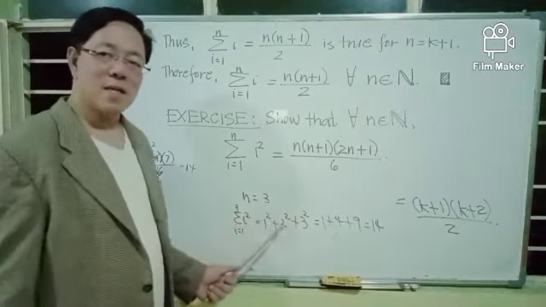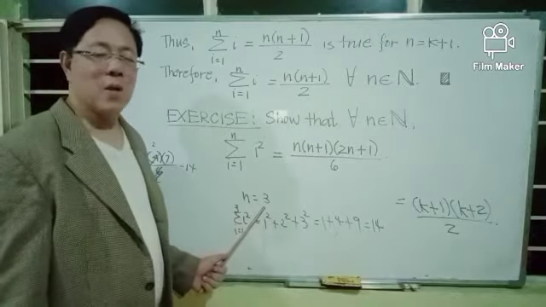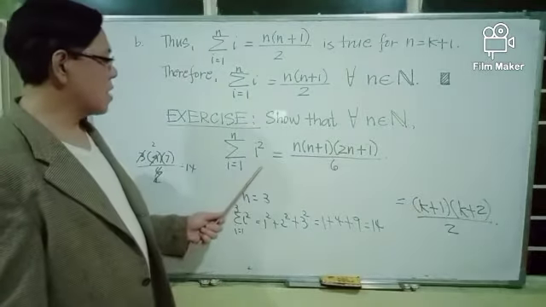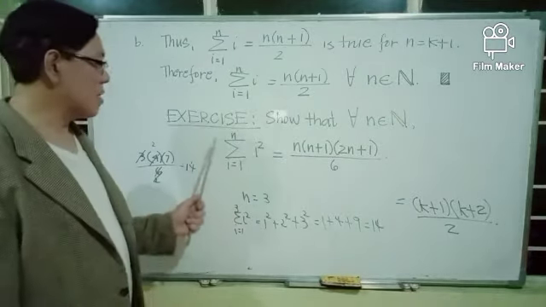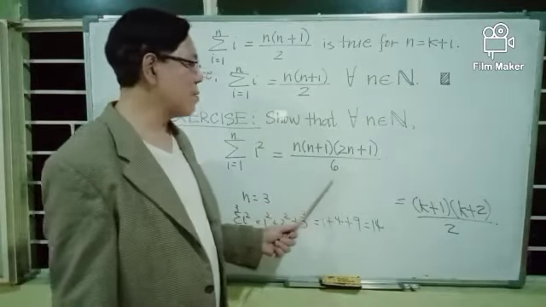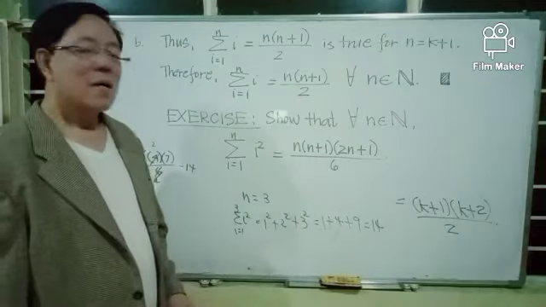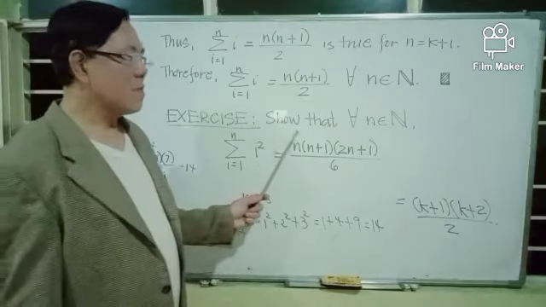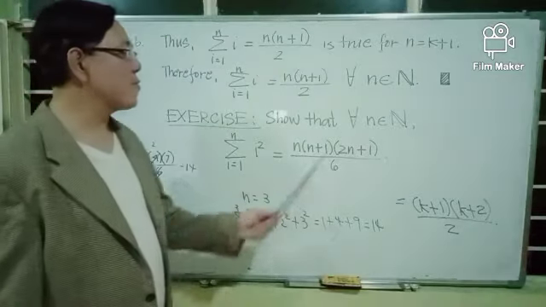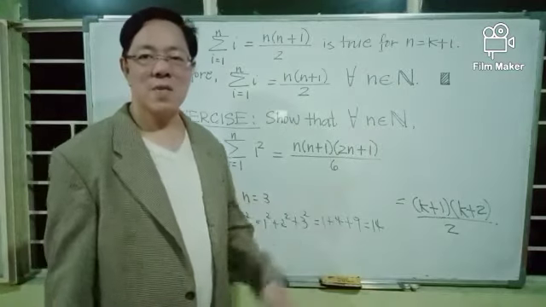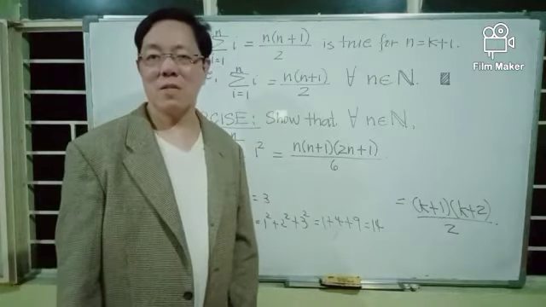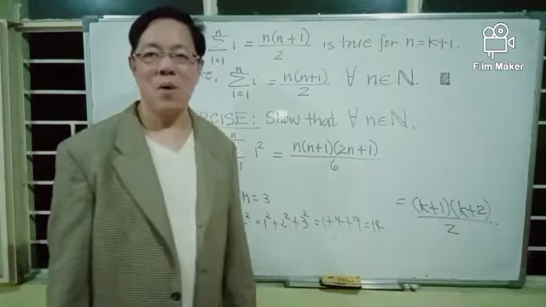Thus, for n equals 3, this is a specific value of n, a natural number or positive integer. We have shown that the summation of i squared for i is 1 to 3 is equal to n times quantity n plus 1 times quantity 2n plus 1 divided by 6, where n equals 3. But you will show by using the principle of mathematical induction that this statement is true for every n element of the set of natural numbers, and your proof must consist of two parts, A and B, as we have shown in our example for today.